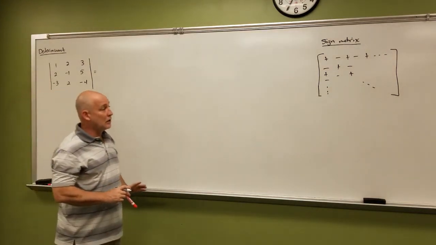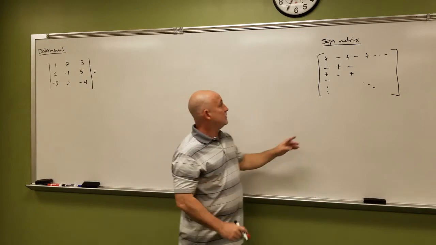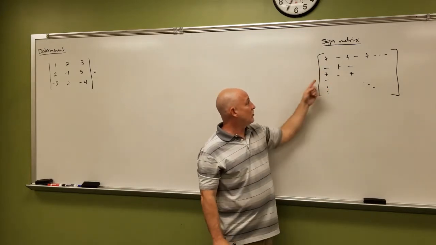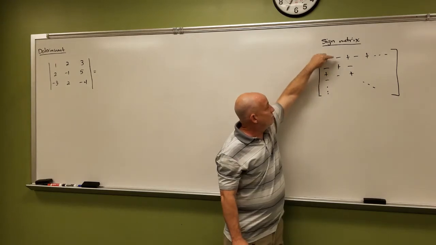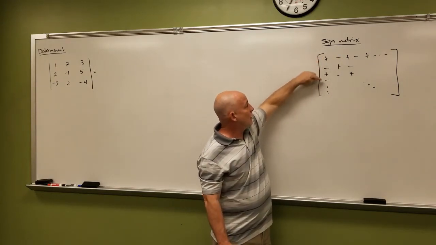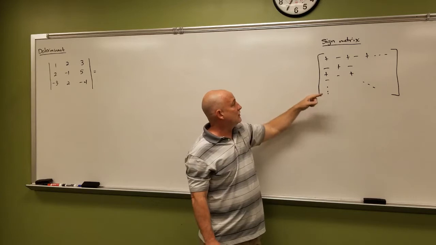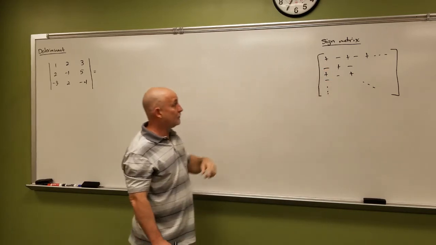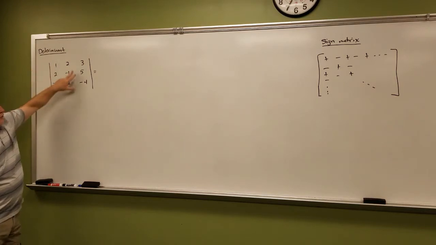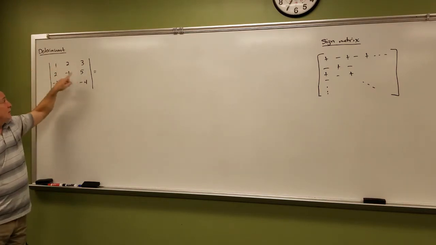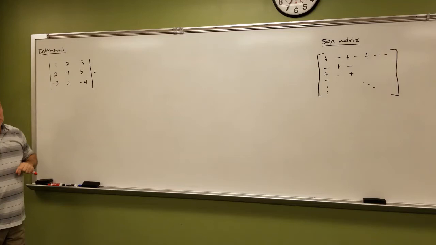The first thing you need to know is the sign matrix. This is just a square matrix of any size that you need. It starts with positive in the top left, and if you move vertical or horizontal, it alternates in sign. So positive, negative, positive, negative. By looking at this, you can see you've kind of overlaid this. Each position has a value in that position and a sign associated with it.